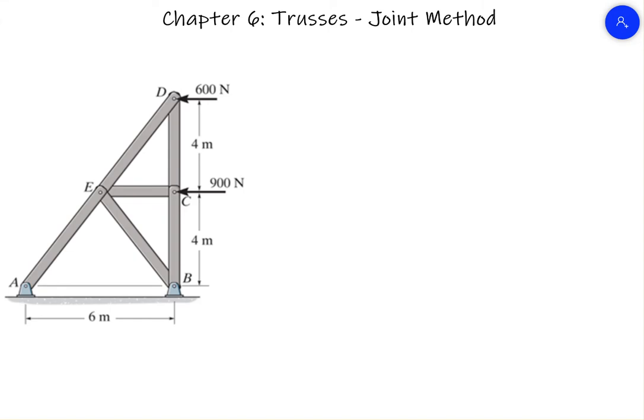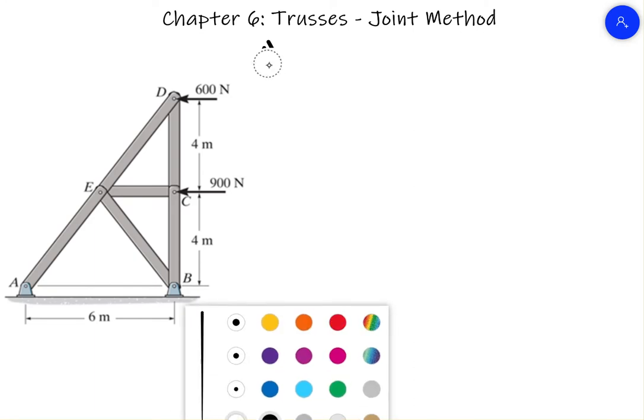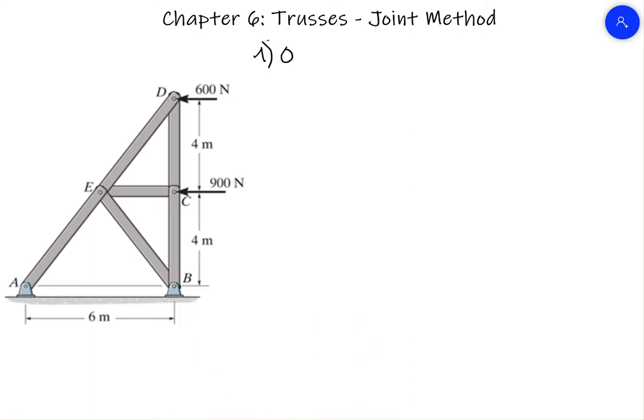Okay, this is the chapter on trusses, chapter 6, and we are using the method of joints to solve this truss. First step, look for zero force members. Is there any zero force member here? Let's look. No, because there are 4 members at this joint. There's never a zero force member when there are 4 members attached to a joint.